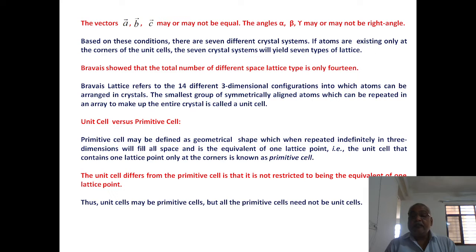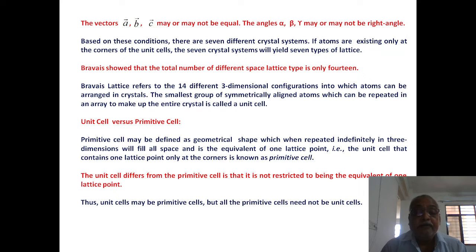इसका मतलब क्या हुआ? The unit cell that contains one lattice point only at the corner is known as primitive cell. बस समझ में आया नहीं? The unit cell containing one lattice point only at the corner is known as primitive cell.